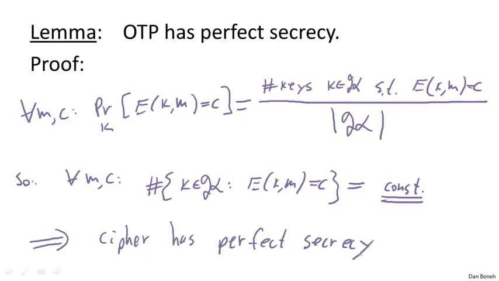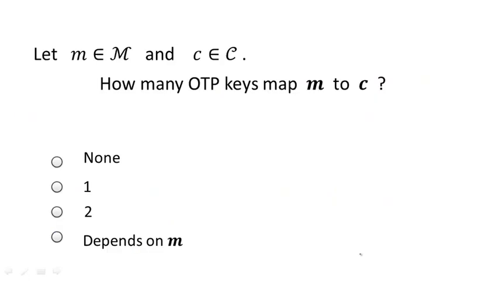Okay, so let's see what can we say about this quantity for the one-time pad. So the question to you is, if I have a message and a ciphertext, how many one-time pad keys are there that map this message M to the ciphertext C. In other words, how many keys are there such that M XOR K is equal to C? So I hope you've all answered 1, and let's see why that's the case.